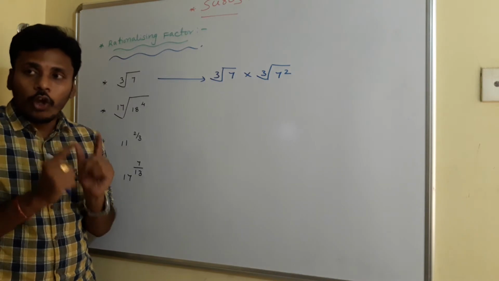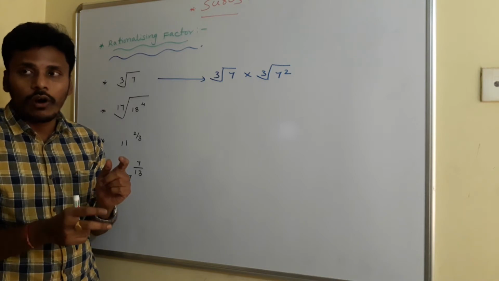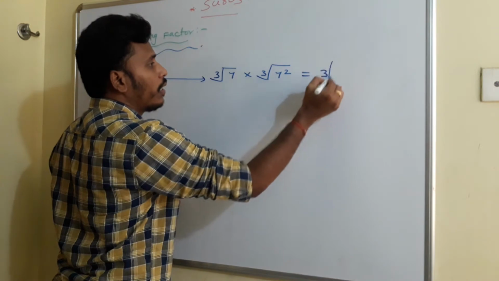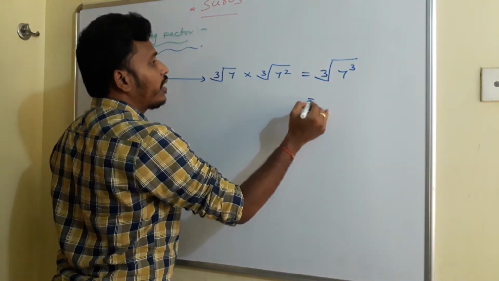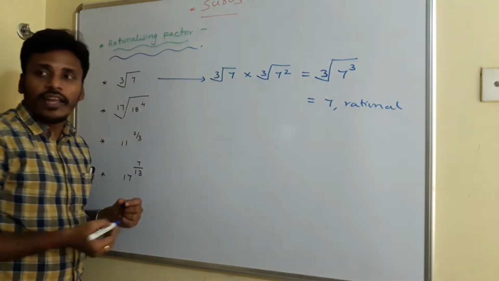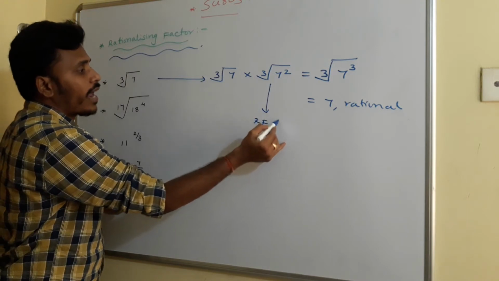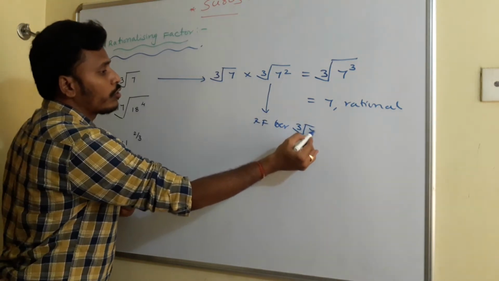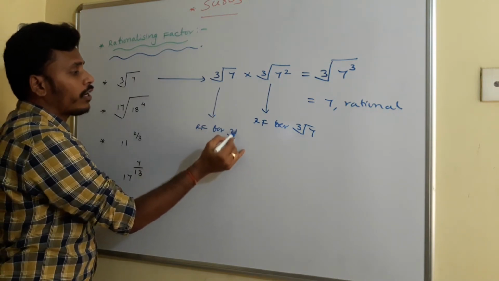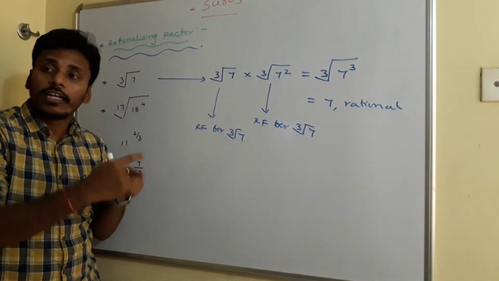So, your task is to find the number with which we are multiplying. That is called the rationalizing factor. Cube root 7 into cube root 7 square is nothing but cube root 7 cube, and the result is 7, clearly a rational number. Since the result 7 is a rational number, this cube root 7 square is the rationalizing factor for cube root 7, and cube root 7 is the rationalizing factor for cube root 7 square. So finally these two are the rationalizing factors of one another.